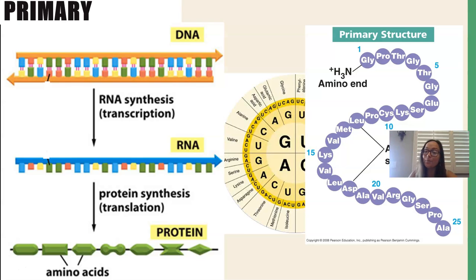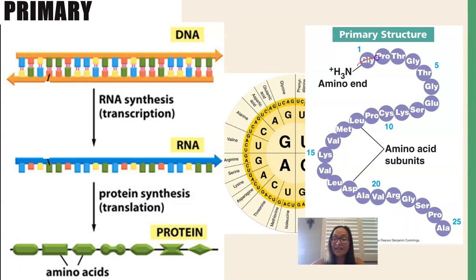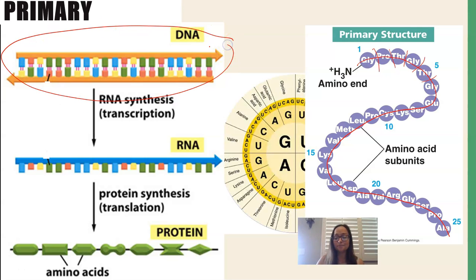So here in our primary structure of a protein, we have a polypeptide. This is your chain of amino acids. All of these amino acids are attached together by dehydration synthesis, forming peptide bonds. You would have peptide bonds between each of these amino acids. But how does the cell, or how does the ribosome, know the order to attach these amino acids? It's from the directions in DNA.